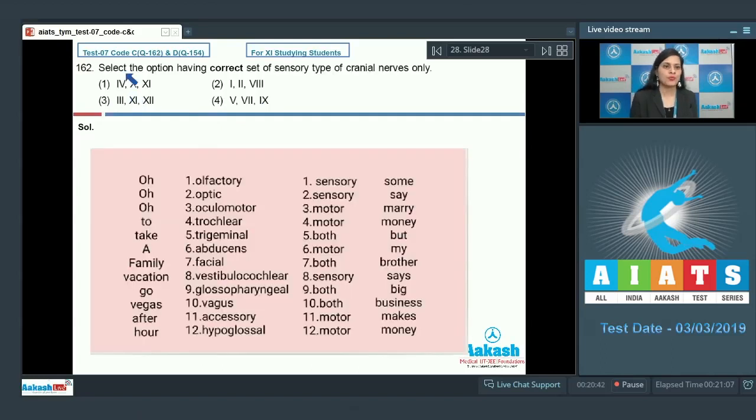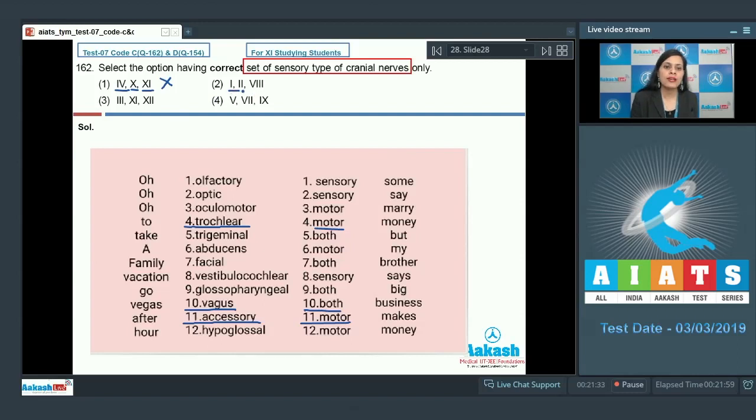Question number 162. Select the option having correct set of sensory type of cranial nerves only. So we have to select only the set of sensory type of cranial nerves. And the options are, the very first option given is 4th, 10th and 11th. And this is an incorrect option. As you can see here, 4th or trochlear nerve is motor, whereas 10th vagus nerve is both sensory and motor, and 11th cranial nerve, that is spinal accessory nerve, is motor. They are not sensory in nature.